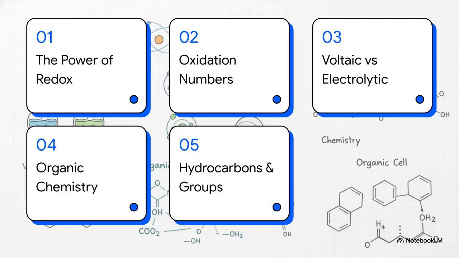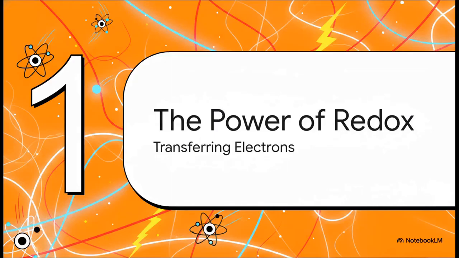All right, really quickly, here is our roadmap for today. We've got 5 sections to cover: the power of redox, oxidation numbers, voltaic versus electrolytic cells, an intro to organic chemistry, and we'll wrap up with hydrocarbons and functional groups. Starting right off with Section 1, the power of redox, transferring electrons.